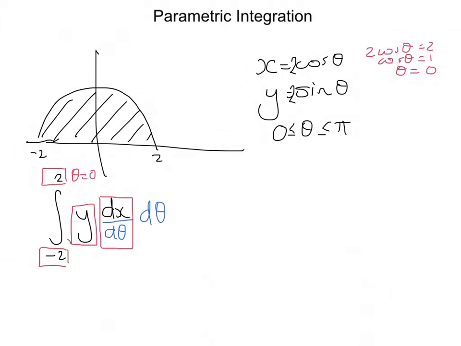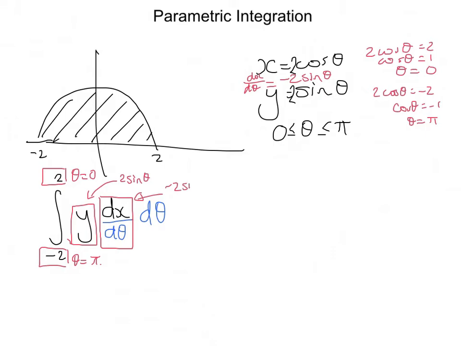What about at the other end, when x is minus 2? If x is minus 2, then 2 cos theta equals minus 2, which means cos theta equals minus 1, which means that theta equals pi. So this one at the bottom is going to change to a pi. Okay, y, what's y? That's easy. Y is 2 sine theta. What about dx by d theta? That's pretty easy. I can differentiate x. Dx by d theta is equal to minus 2 sine theta.